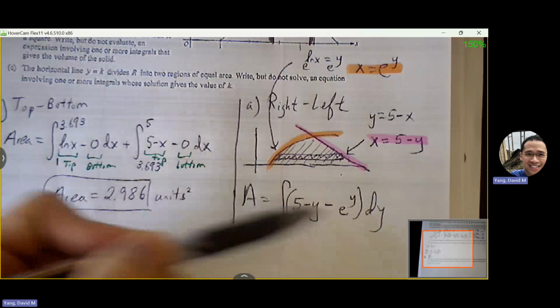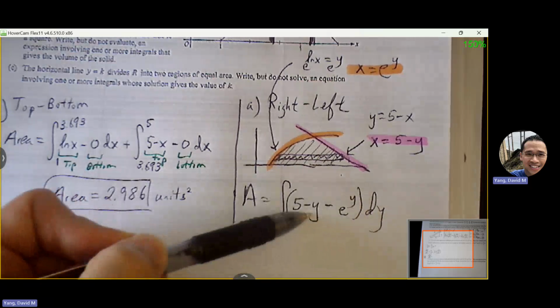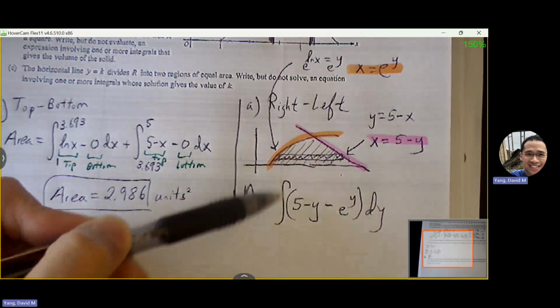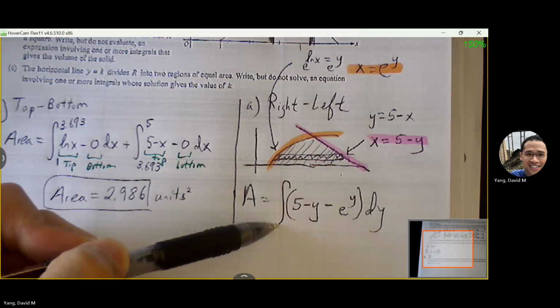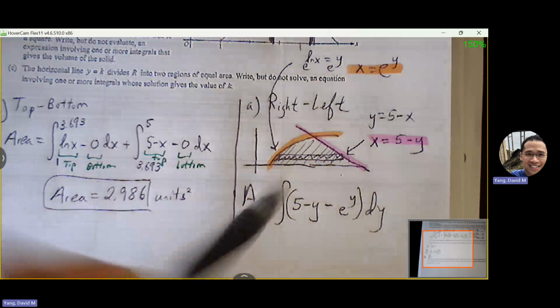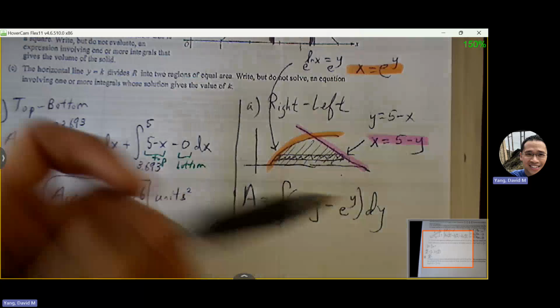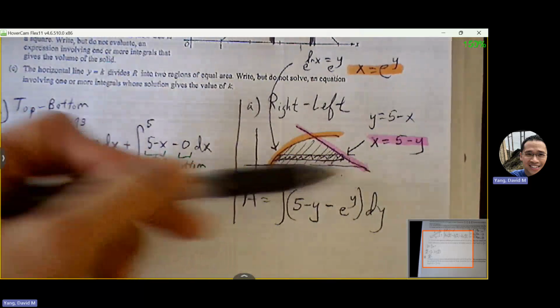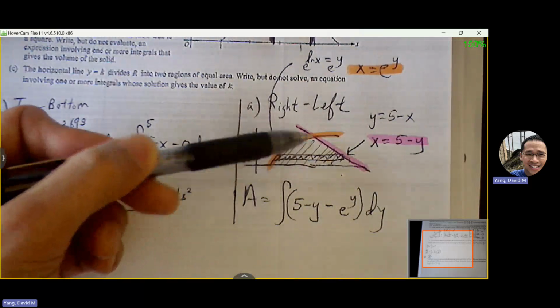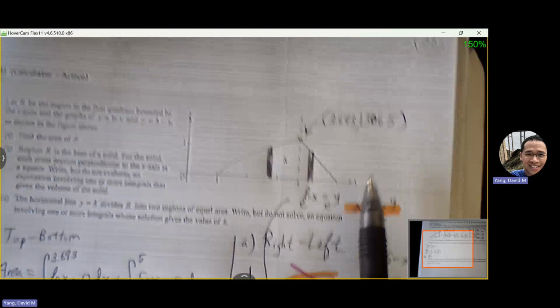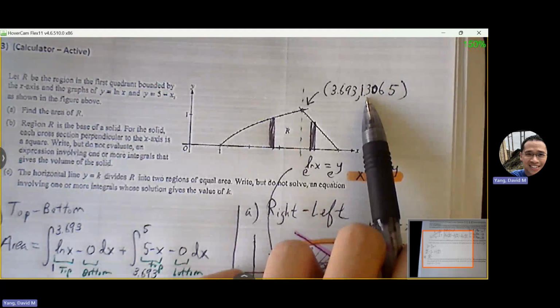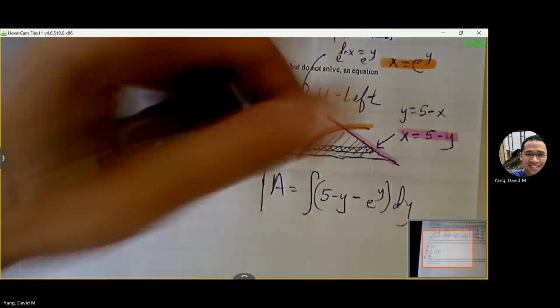And then the bounds: you see how everything's in terms of y? That means my bounds also have to be in terms of what? I need y values, right? So I can't use the 1, the 3.6, and the 5. Those are all x values. I need the y values. So for my shaded region, my lowest y value is 0, and my highest y value is this intersection y value, 1.3065.